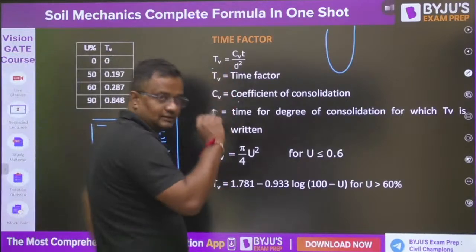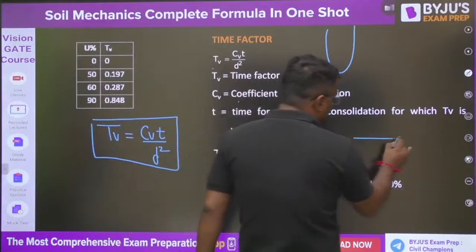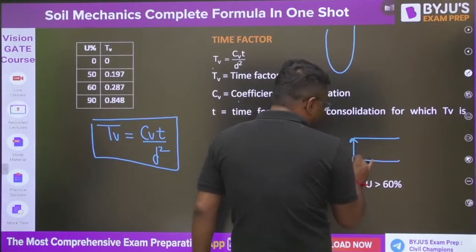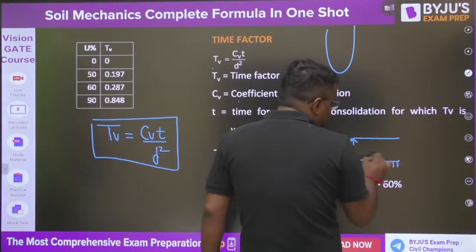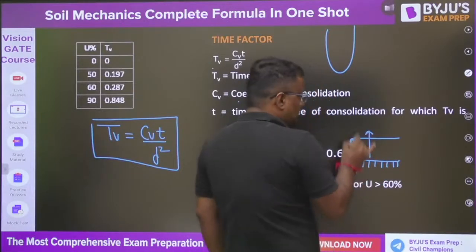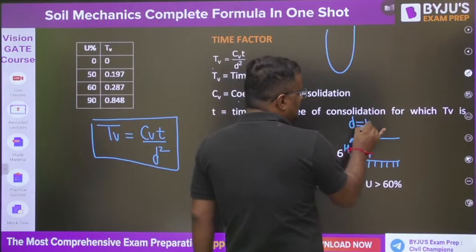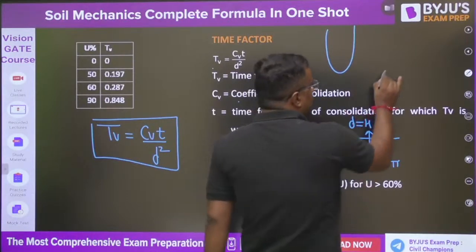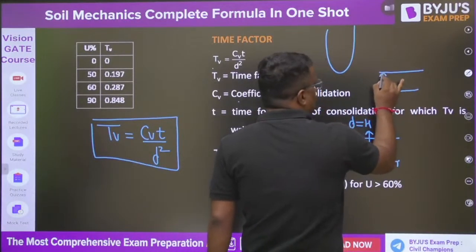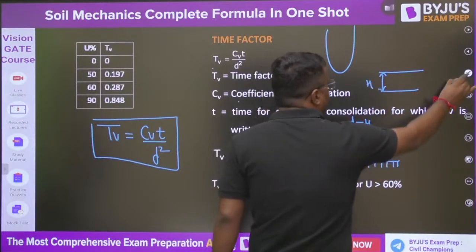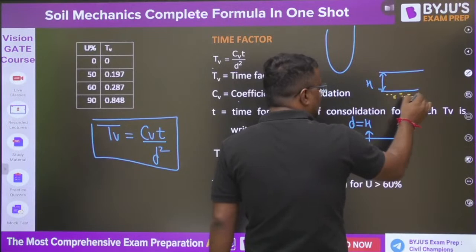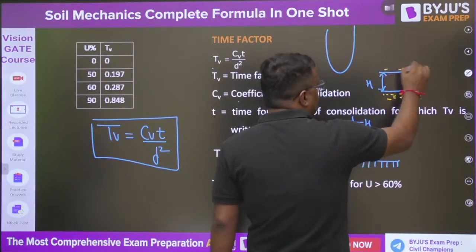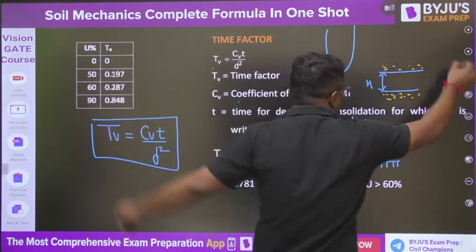D is the drainage path. Suppose in a soil with H thickness, here there is rock and all the water is dissipating only upward. So it is single drainage, D is equal to H. Suppose the soil layer of H thickness has sand here, that means water can go. It is not impervious, it is pervious strata. Here also it is pervious strata, so water can go up or down both.